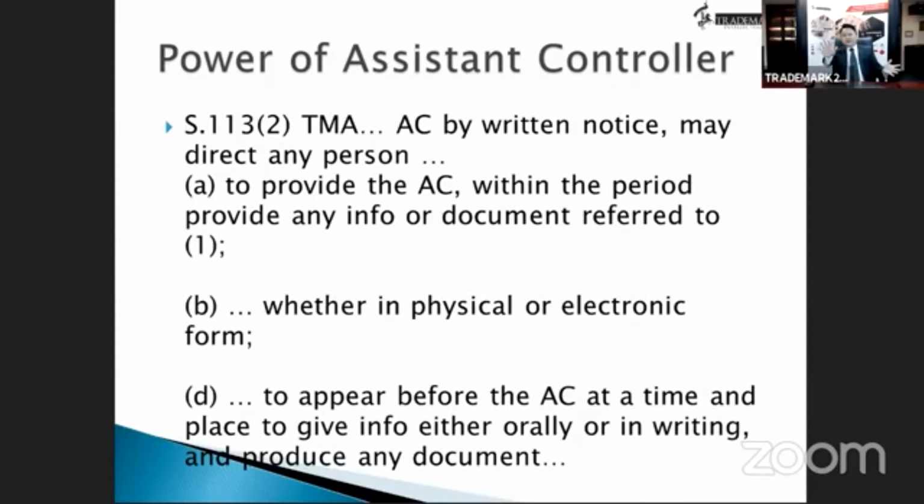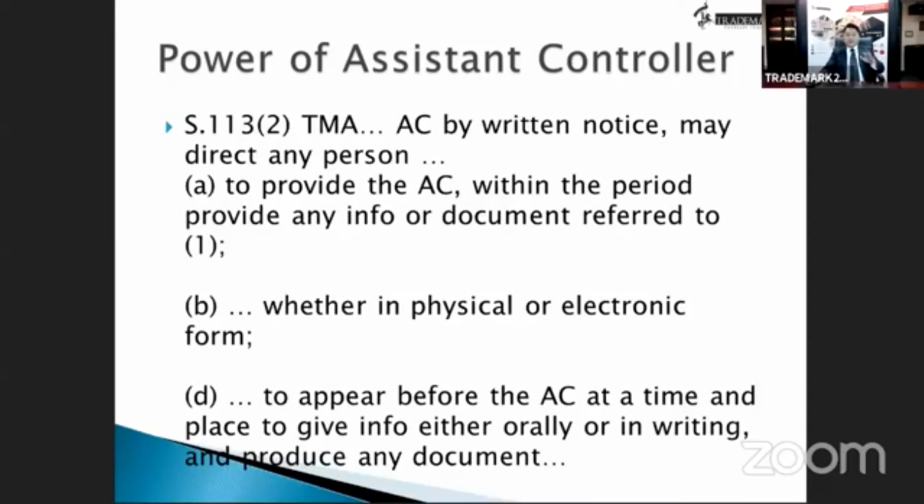So the police officer can stop you, can request information. The investigating IO can request documents, information from you. All right. So under 113 of the Trademark Act, it gives the power to the AC to ask for information from you, and you have to produce it in physical or electronic form. And then you have to appear before him if he requests, to give maybe an oral statement or produce any document. So he has the right to summon you to come and see him, not me, sorry, to see the assistant controller.